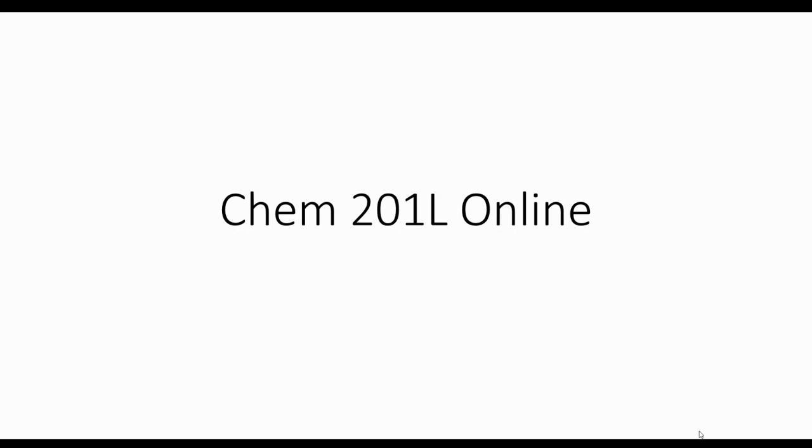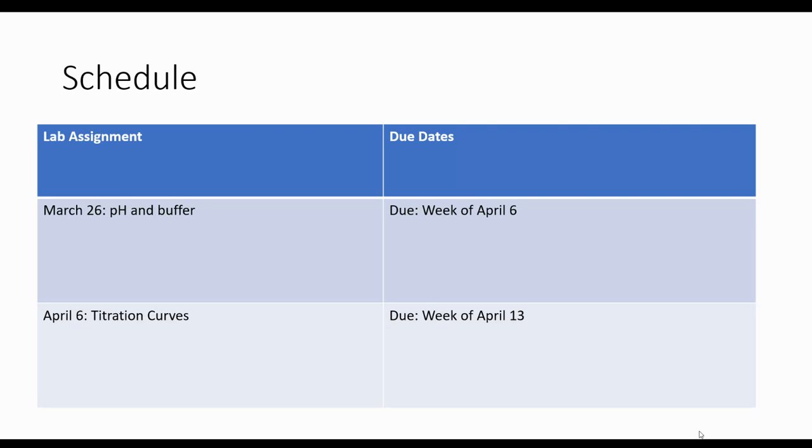I just wanted to give you some updates on the next few weeks of class. So for this week, we are doing pH and buffer. So that's March 26th week. And it will be due in 2 weeks, the week of April 6th. And then on April 6th, we'll be doing titration curves, which will be then due the week of April 13th.